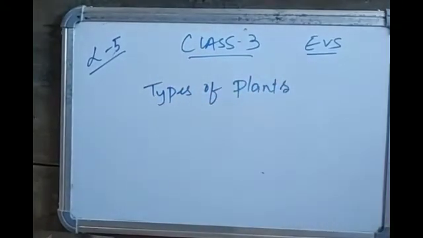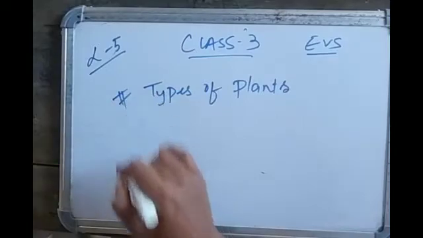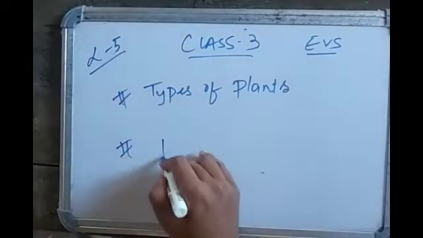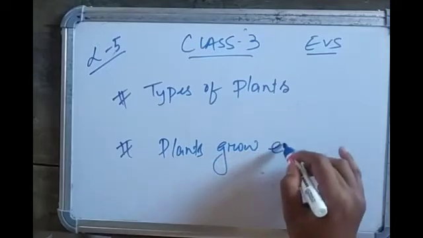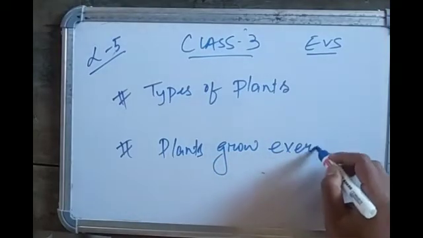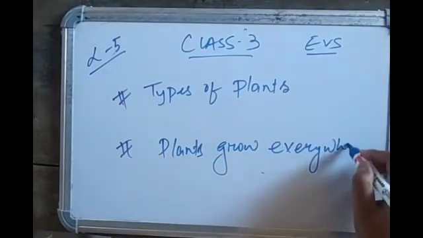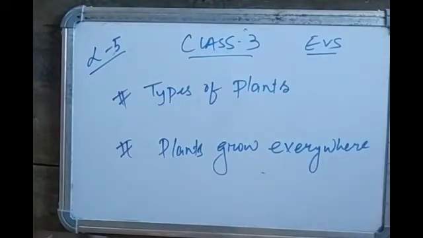Types of plants: trees, shrubs, herbs, climbers and creepers. Then we have discussed that plants grow everywhere, in deserts and mountains. So these two subtopics we have discussed in the last lecture, and today we are going to discuss the remaining two subtopics.